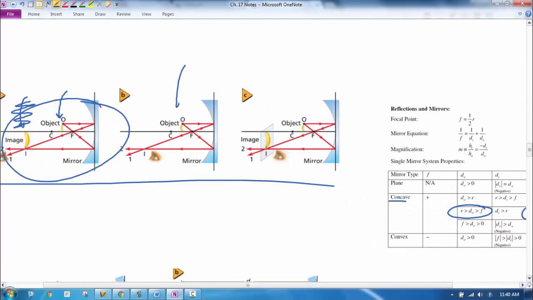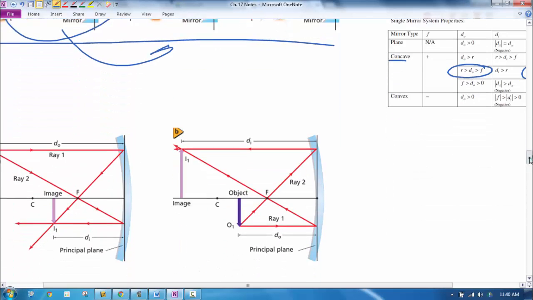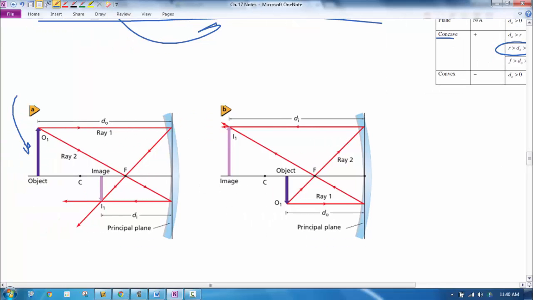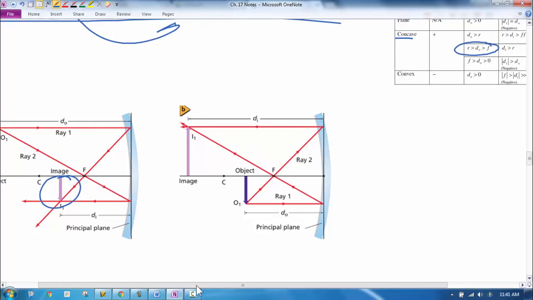All right, the next one then, you can go through these if you want. Here's another one here. Let's say we put the object right here, outside of the radius of curvature. Then the image is going to be real, it's going to be inverted, and it's going to be smaller than the original size of the object. And that's all right here now.